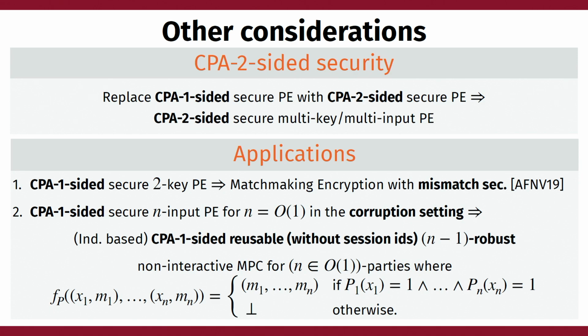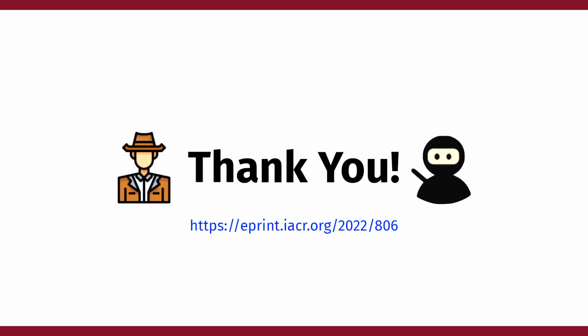Some other considerations: we extend the results from the CPA one-sided setting to the CPA two-sided, but this requires using a two-sided predicate encryption scheme already. We also showed that multi-key with CPA one-sided security implies matchmaking encryption with mismatch security. And we can see multi-input predicate encryption with corruption as a weaker form of non-interactive MPC for the function that you see here. Yeah, that's it. Thank you.